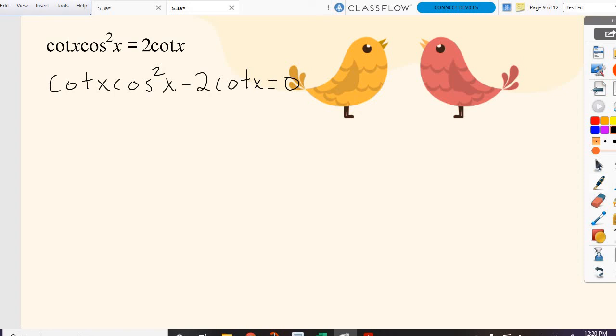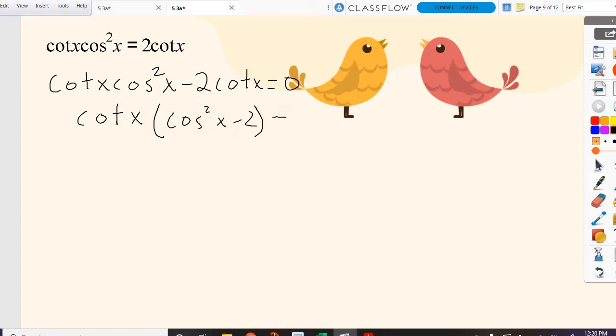Does that make sense? But I'm liking the idea. Is there something that's similar to dividing, but that isn't quite dividing? Yeah, factoring. Same idea. We're trying to move that cotangent away or get rid of that cotangent. We just want to factor it instead. So if I factor out a cotangent, what do we end up with on the inside?